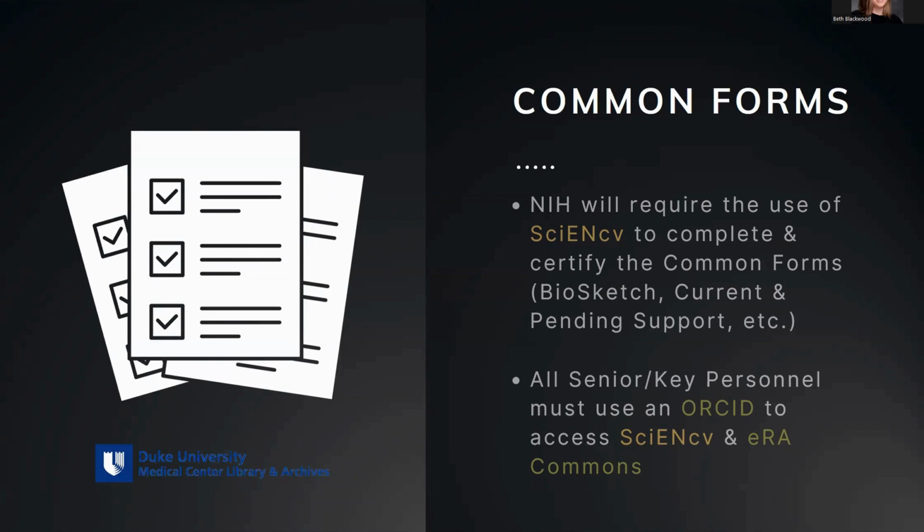The NIH, along with most other federal agencies, are implementing a single common form used for grant processes. To accomplish this, all PIs will need to use SciENcv to create and complete their biosketches and other documents like their current and pending support. Additionally, senior and key personnel will be required to use an ORCID ID to access SciENcv and complete their forms. They will also need an ORCID to be connected to PI's ERA Commons accounts.